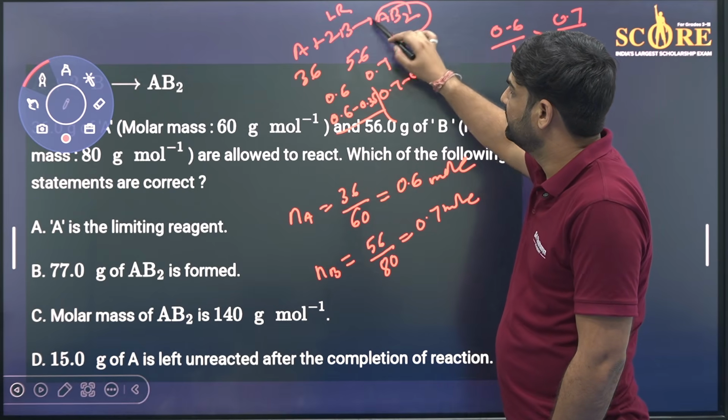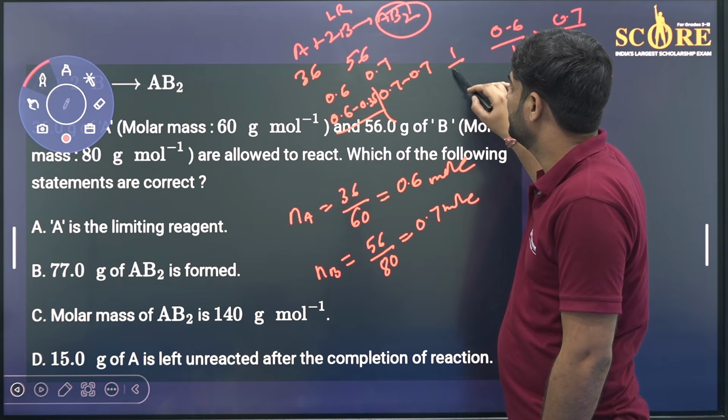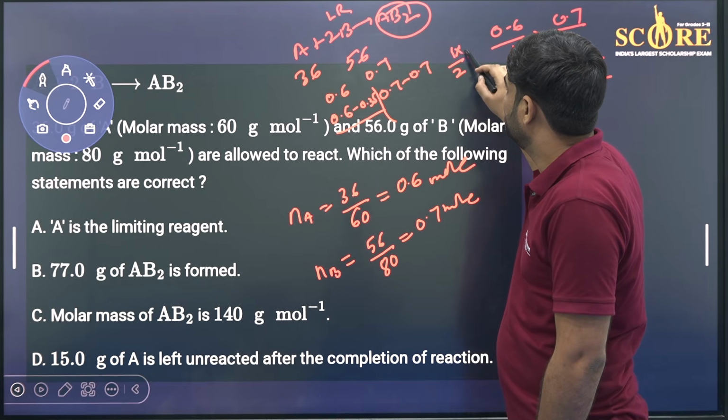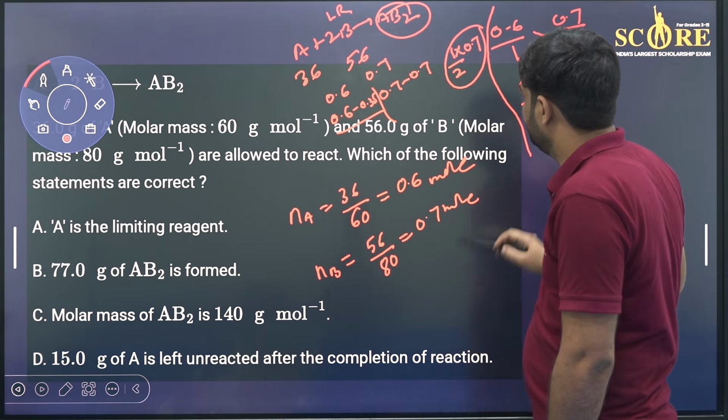What will be AB2? This is 2, this is 1. So this will be 1 by 2 multiplied by 0.7. These are the moles of AB2 formed.